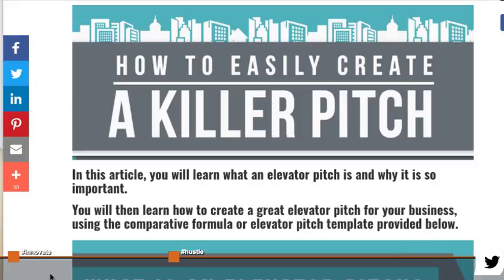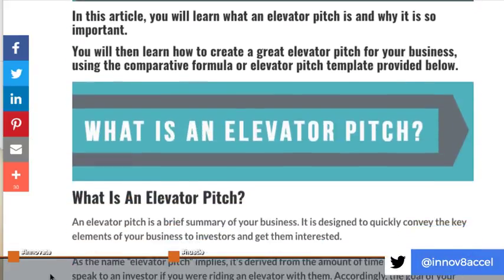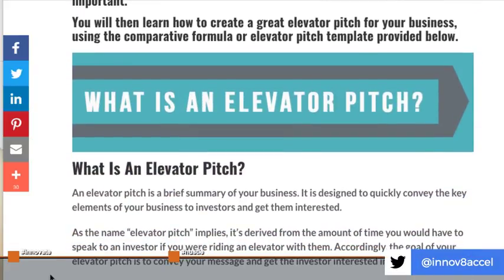So first of all, what is an elevator pitch? An elevator pitch is really a summary of the business, and it's important to be very, very concise. The reason you want to use an elevator pitch is because if you walked into an elevator going from the first to the 40th floor on a building, you would want to pitch your idea to a potential investor and have it summarized very, very concisely.